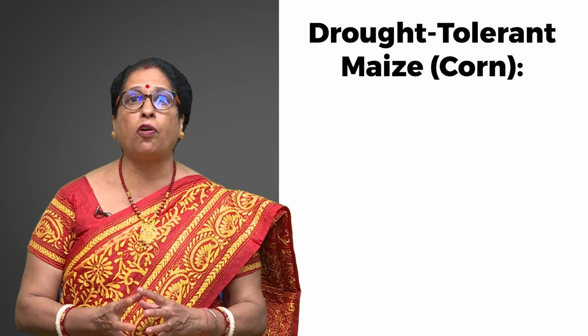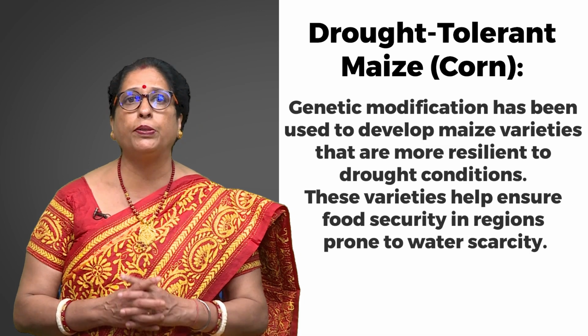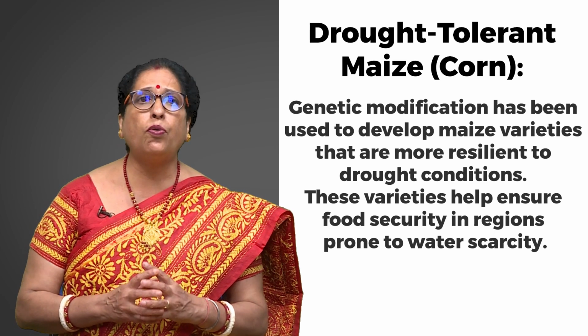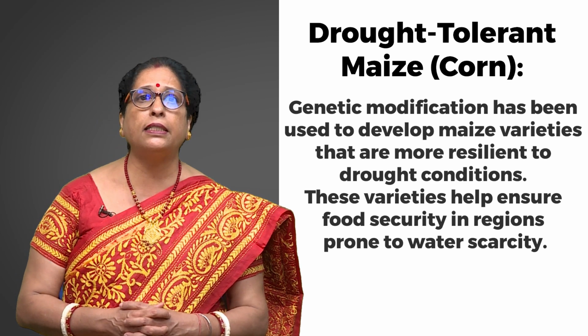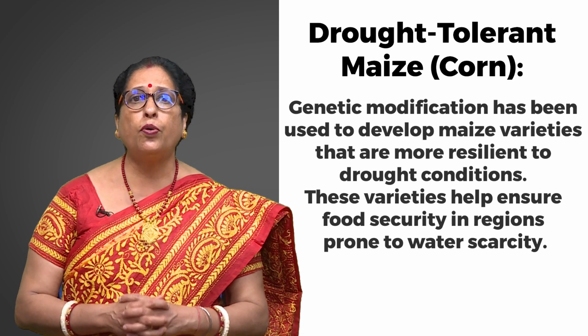Then drought tolerant maize. So, genetic modification has been used to develop maize varieties that are more resilient to drought conditions. These varieties help ensure food security in regions prone to water scarcity.